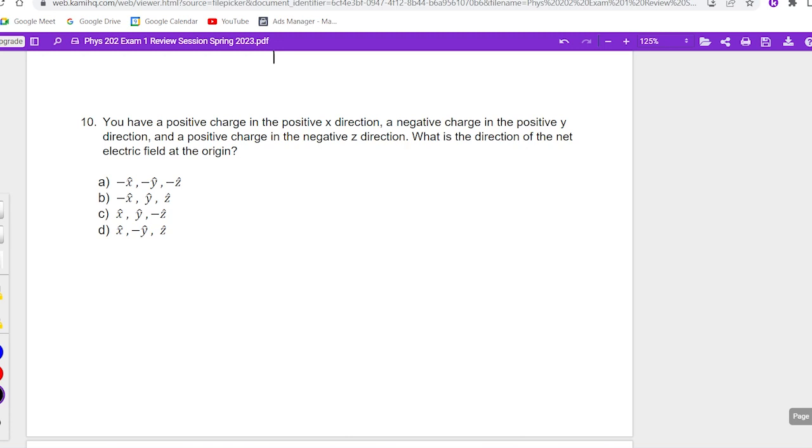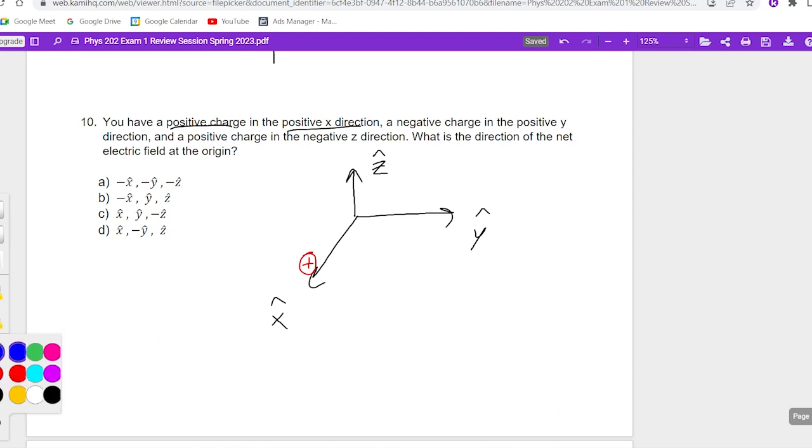First thing I'm going to do is draw a picture of this using the notation that you guys use. Here's x hat, here's y hat, here's z hat. So it says I have a positive charge in the positive x direction. Okay, so it's going to look something like this. Positive charge, positive x direction. Then I have a negative charge in the positive y direction. That's going to look something like this. Negative charge in the positive y direction. And then I have a positive charge in the negative z direction. Negative z, since positive z points up, negative z points down. So my positive charge in the negative z direction will look something like this.